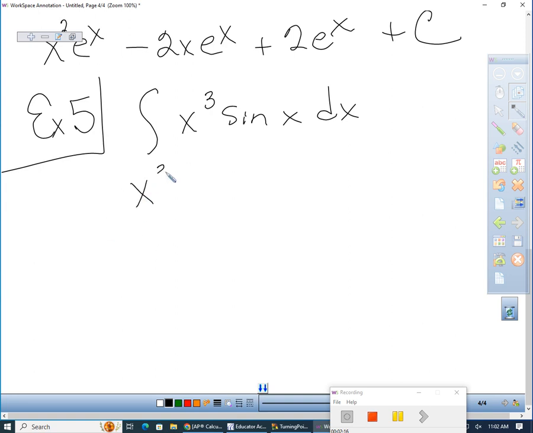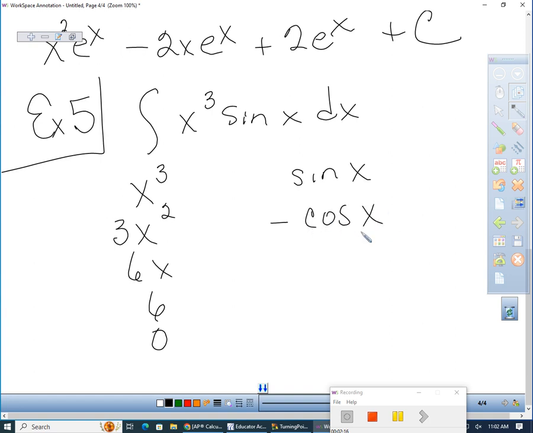So I have x to the third, which is 3x squared, which is 6x, which is 6, and 0. Over there, I start with sine x, but I do the antiderivative of sine x, which is negative cosine x. Then the antiderivative of negative cosine x is negative sine x. Antiderivative of negative sine x, good. And then the antiderivative of positive cosine x, sine x. And now we do our diagonals.